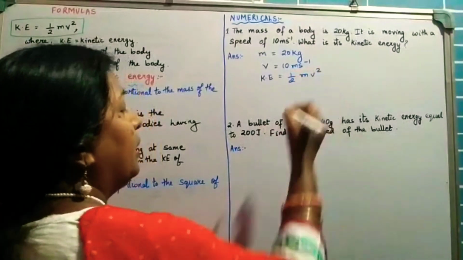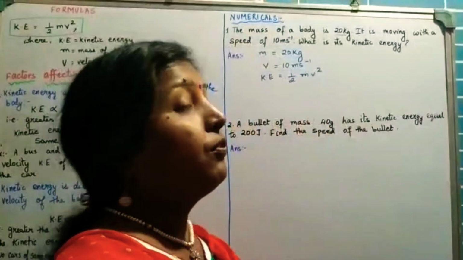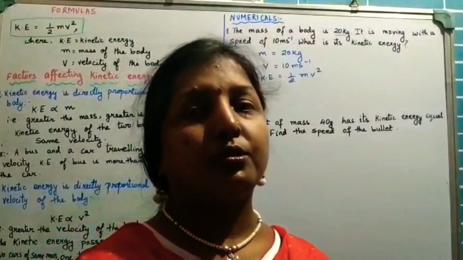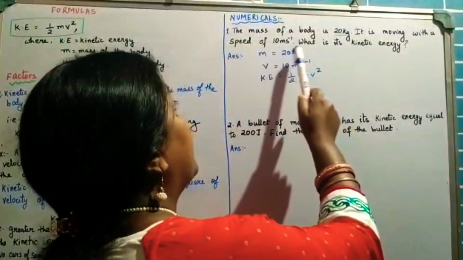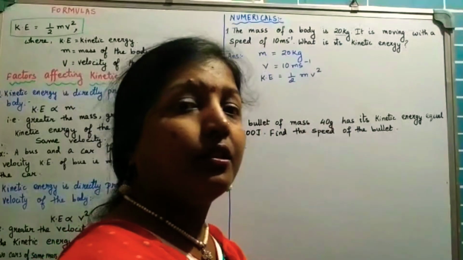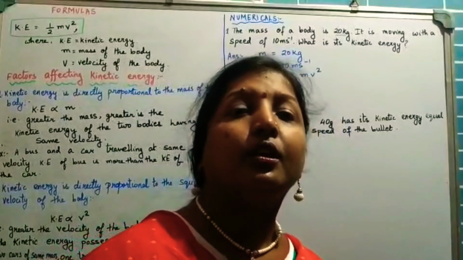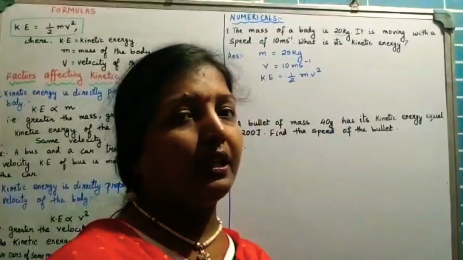Now, before substituting the values into the formula, first check if the data that are given are in SI unit or not, so that you get the answer in SI unit. So, the SI unit of mass, kg, yes, it is in SI unit. Velocity is 10 meter per second, yes, that's also in SI unit. So, now we can go forward for substituting the values and calculating.